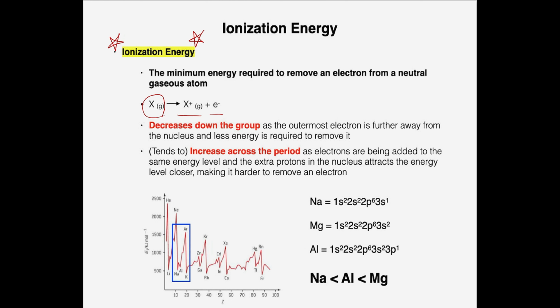The ionization energy decreases down the group as the outermost electron is further away from the nucleus, and so less energy is required to remove it. On the other hand, the ionization energy tends to increase across the period as electrons are being added to the same energy level, and the extra protons in the nucleus attract the energy level closer, making it harder to remove the electron.